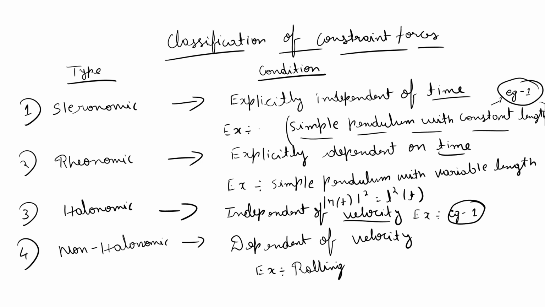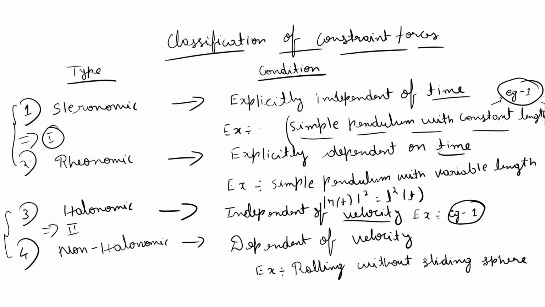Rolling without sliding. Rolling without sliding, that's non-holonomic. You can call both of these, with respect to time, type 1, and we can call this type 2, as they both come under the classification with respect to velocity. This both comes under time and this both comes under velocity. And we have still more classifications to continue.